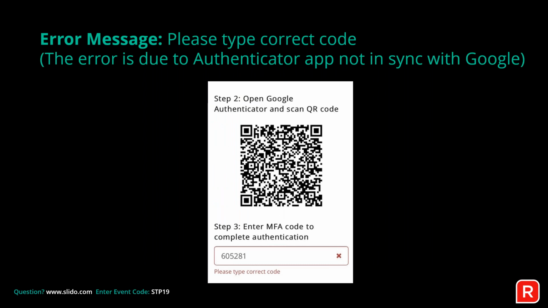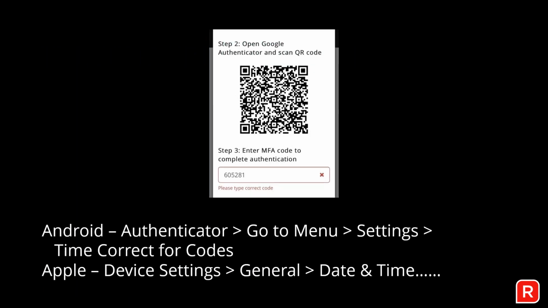Sometimes when you enter in your code for your MFA, you find you get the message saying, please type correct code, and you check it and it is the correct one. This is an error that's likely to occur when your mobile device's timing system is not in sync with the Google server timing system. Now, the way to bring the two in line will vary depending what sort of device that you have.